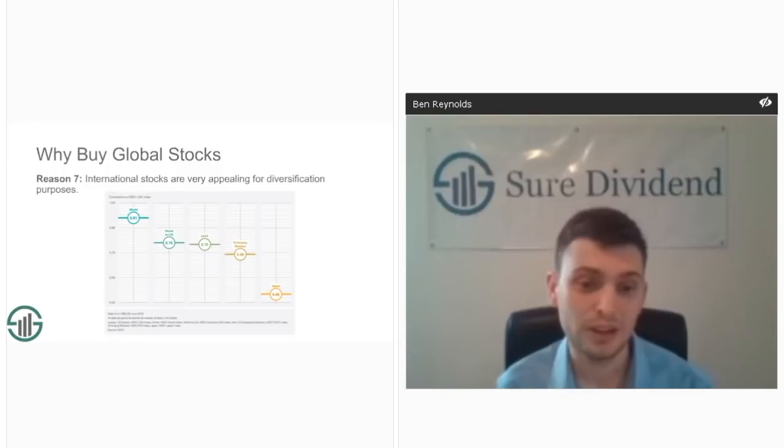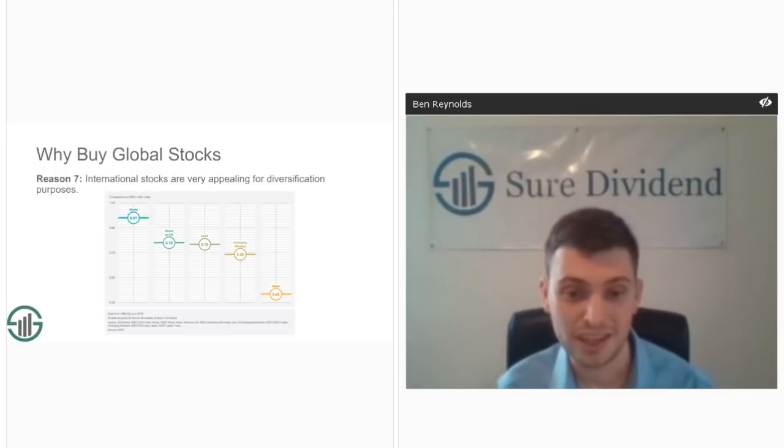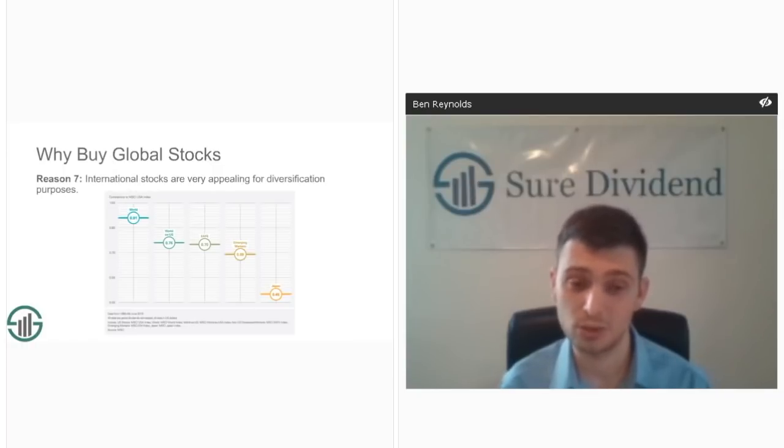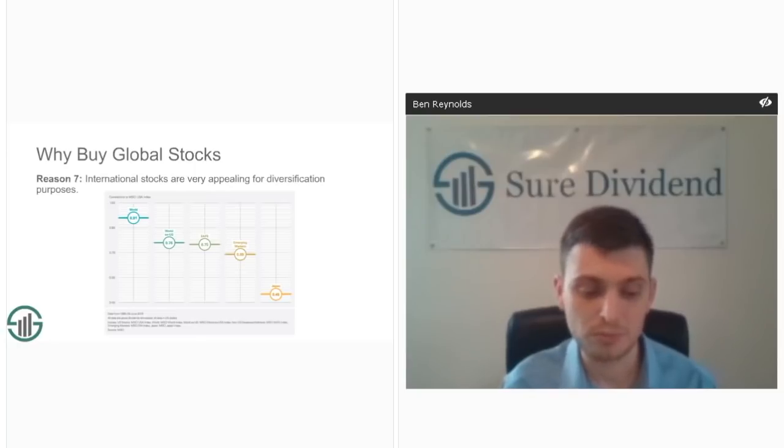And then international stocks are appealing for diversification purposes. So you'll see in the image below that there are diversification gains to investing in international stocks versus investing just in U.S. stocks. And that's another thing to consider when seeking to move beyond just U.S. stocks in your portfolio.